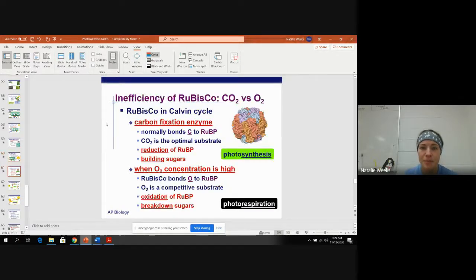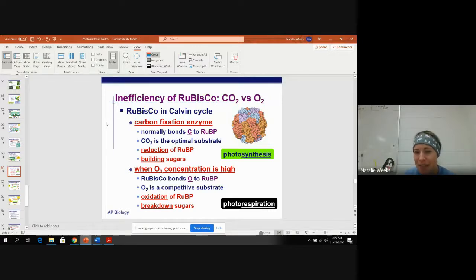That becomes a problem. And then we also have the problem of our fancy gentleman Rubisco. So what happens is normally Rubisco bonds to CO2. That is the normal substrate for Rubisco. This is our enzyme that fixes carbon. Okay, this is how we build sugar.